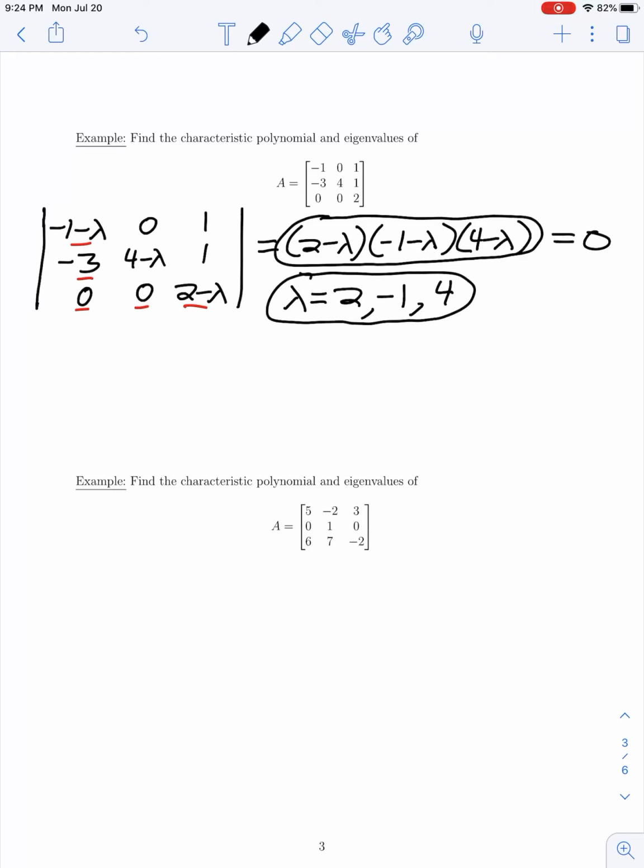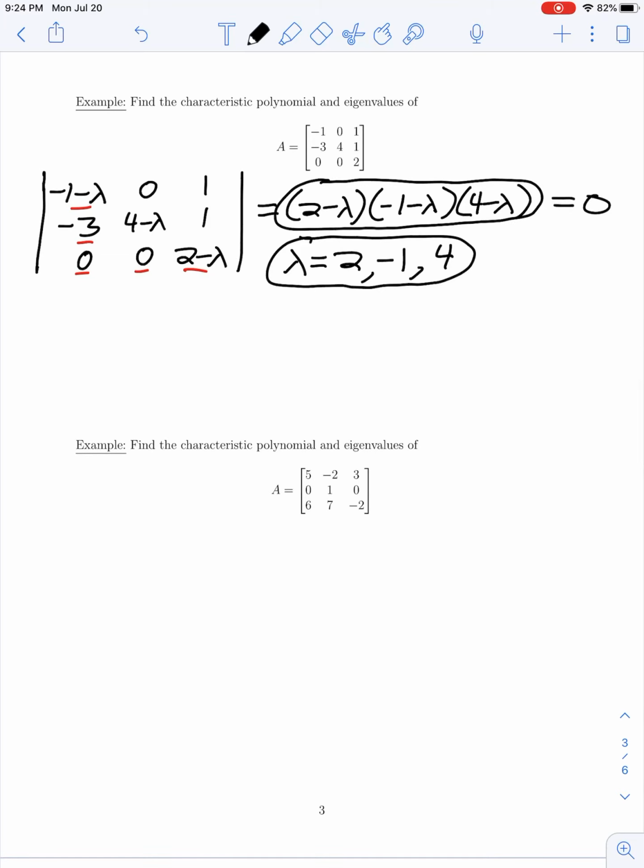Now, of course, you would have the same characteristic polynomial if you did a cofactor expansion along another row or column. So let's consider another one. In our next example, the same problem. Find the characteristic polynomial and eigenvalues of this 3 by 3 matrix. So we're looking at the determinant of this matrix A minus lambda times the identity. So that is the determinant of our matrix with lambda subtracted from the diagonals.